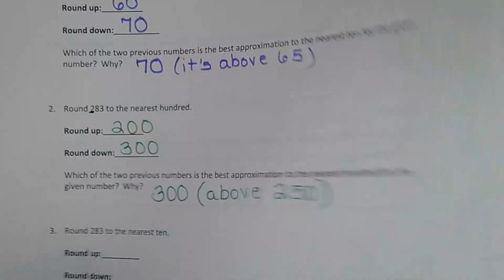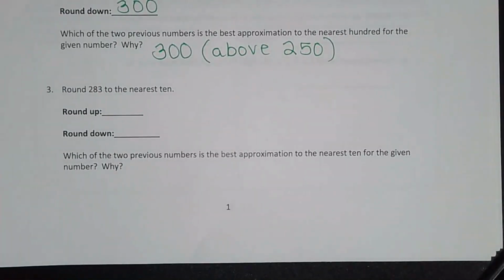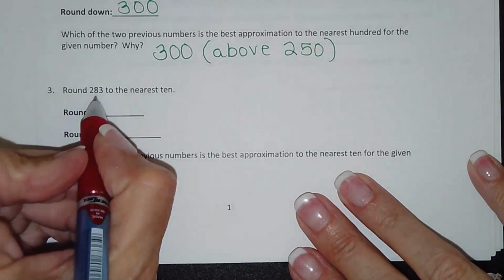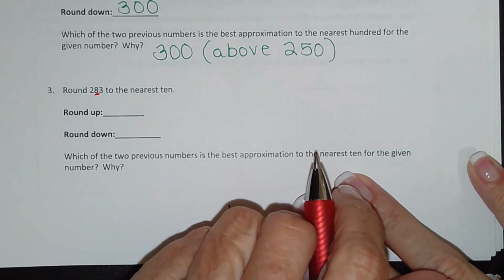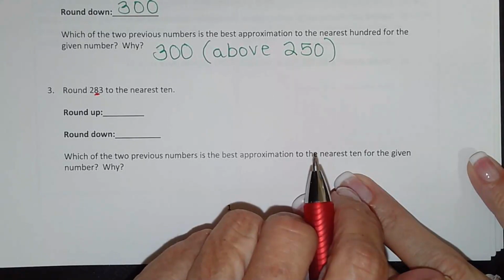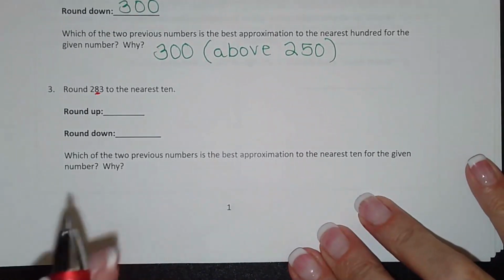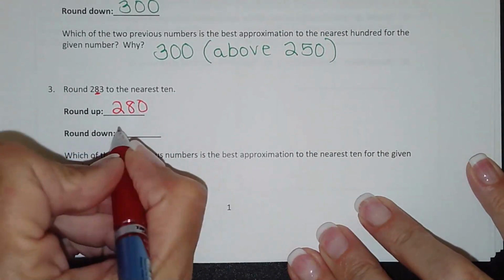And yes, we have a couple more on the last page, so we'll do one more together and then I'll let you guys try the next two. Nearest 10. So now we're looking at the tens place. So we see 83. 83 is between 80 and 90. So then this would be 280 and 290.